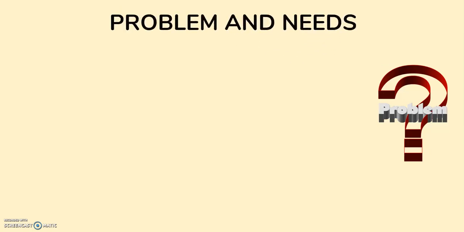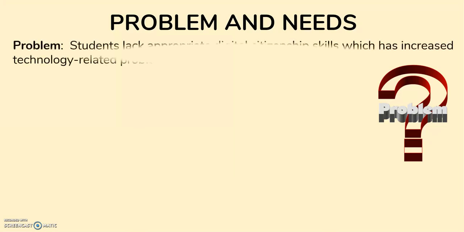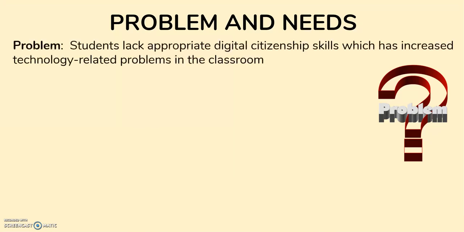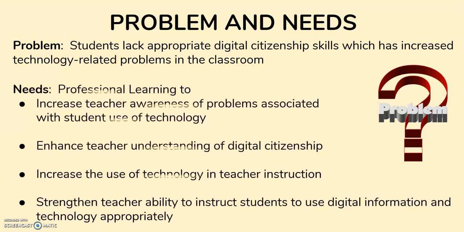To get started, I did a needs assessment and looked at some previous data to determine we had a problem at my school. The problem I attempted to address with my capstone was based upon the fact that students lack appropriate digital citizenship skills, which has then increased and led to technology-related problems in the classroom. And again, this was created based on teacher opinion, teacher thoughts, conversations with teachers about some of the biggest issues that they've been facing in the classroom. Therefore, I determined there was a need.